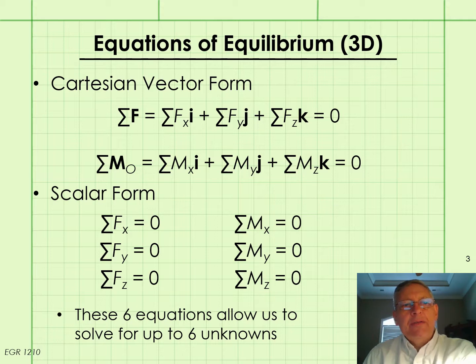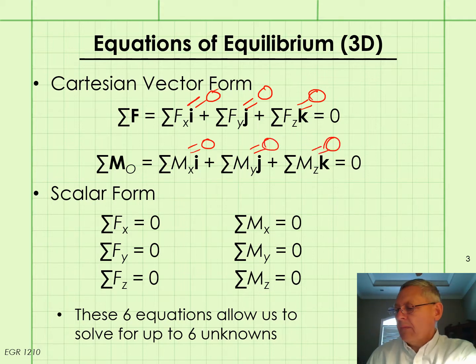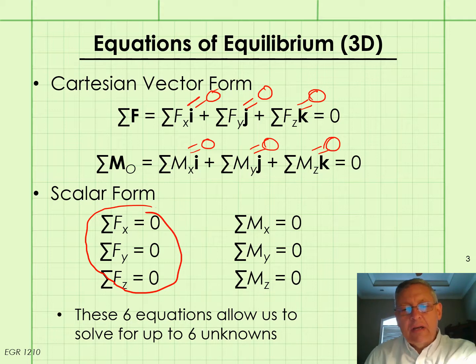Here are those equations shown in Cartesian vector form, and remember that in order for these equations to be true, each of the components in each of the equations must be equal to 0. In scalar form, we show that as the sum of the forces in each of the x, y, and z directions are equal to 0, and the sum of the moments about each of the x, y, and z axes are equal to 0.